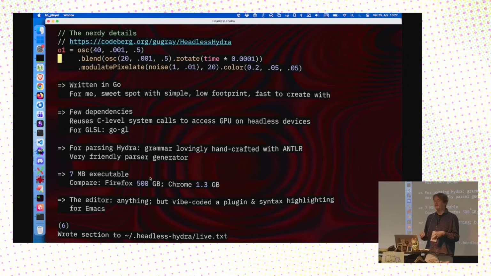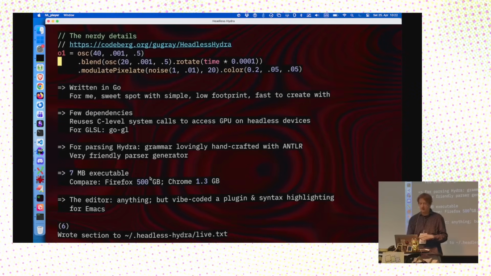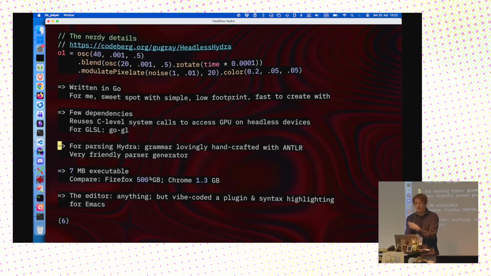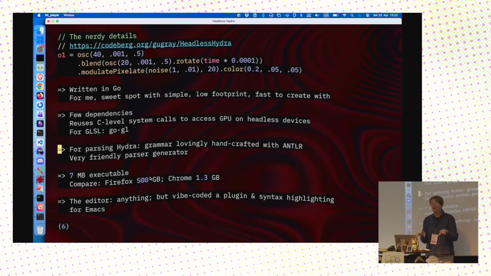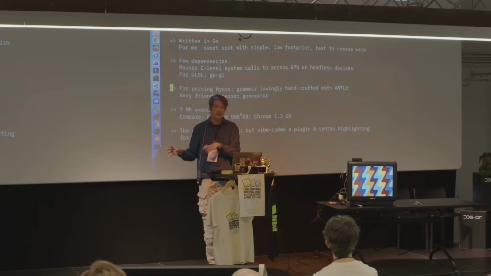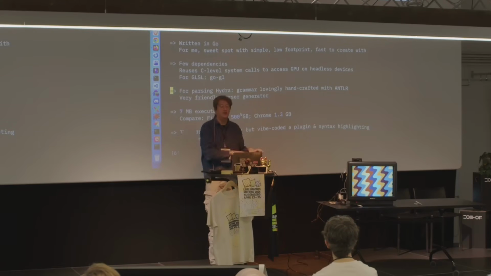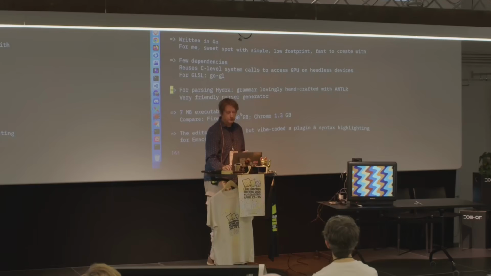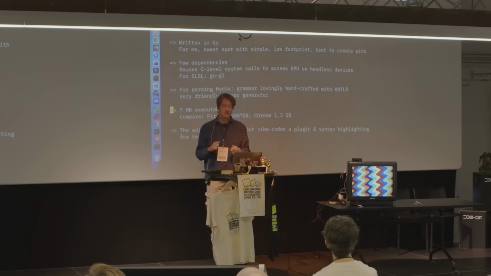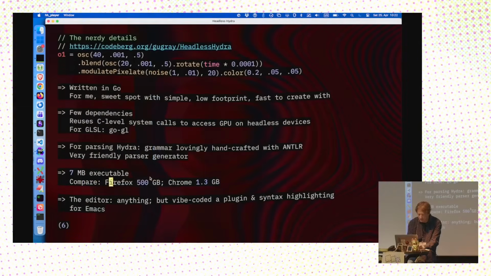So to put the shaders on the screen, it uses these low-level system calls. It does use a Go library for wrapping up the GLSL part. For parsing Hydra, the actual language, I use the parser generator language, which is pretty well supported, called ANTLR. So you write a normal form grammar, and it will create code that parses using that grammar. And the output is a 7 megabyte executable on these devices. And just for fun, I looked up. Firefox is 500, actually that's megabyte, that's not gigabyte.